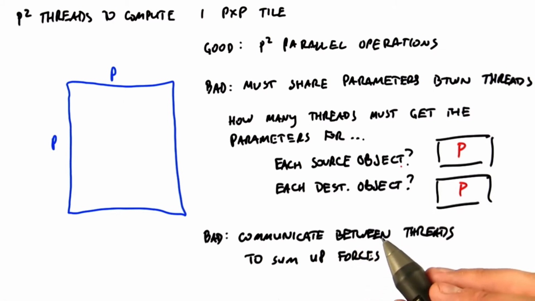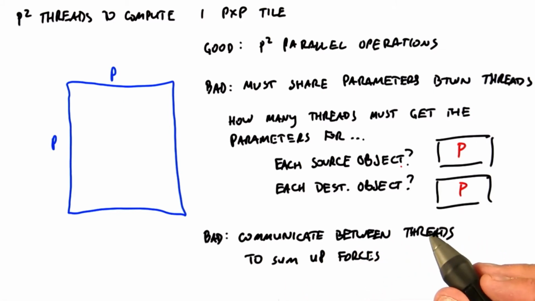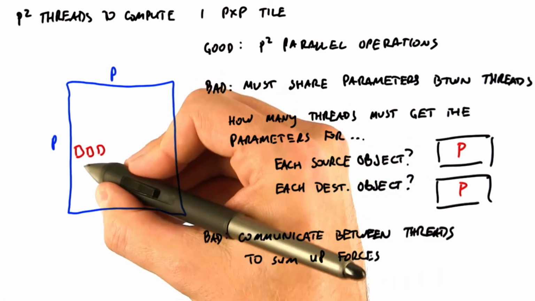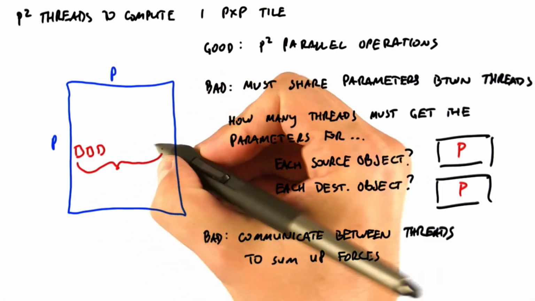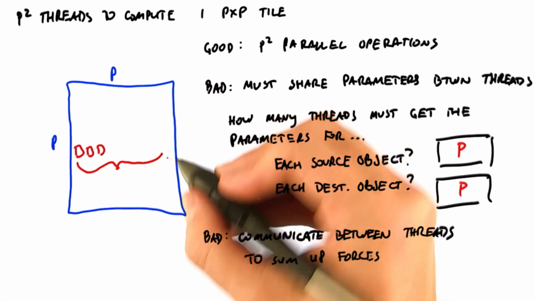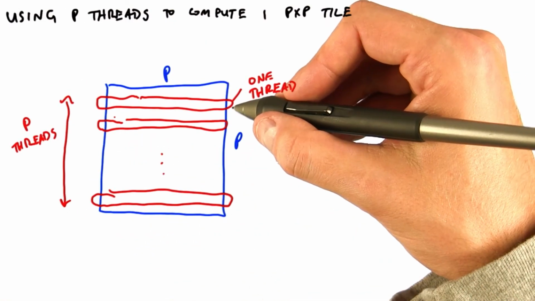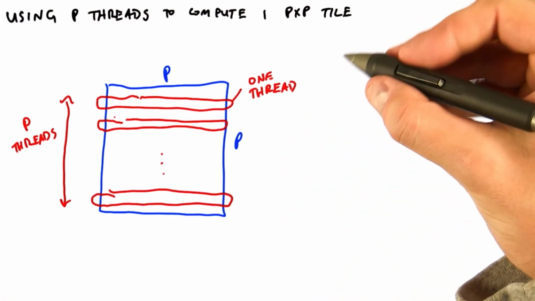The second downside is that we have to communicate between threads to sum up the forces. So we've individually computed each separate force on separate threads, and then we have to communicate between all these threads to sum up the force for this particular tile. We'd prefer not to have to do that either. So instead, we'll look at another way to compute a tile.